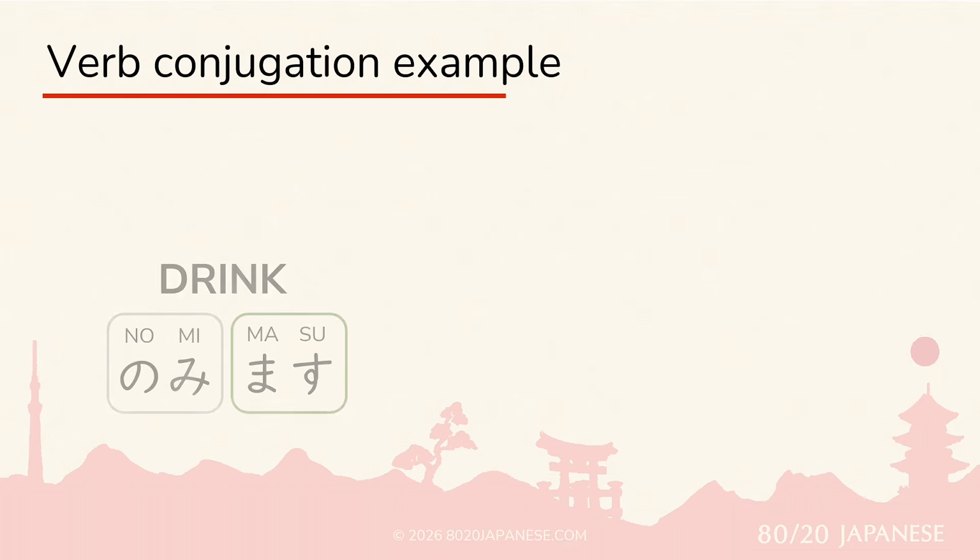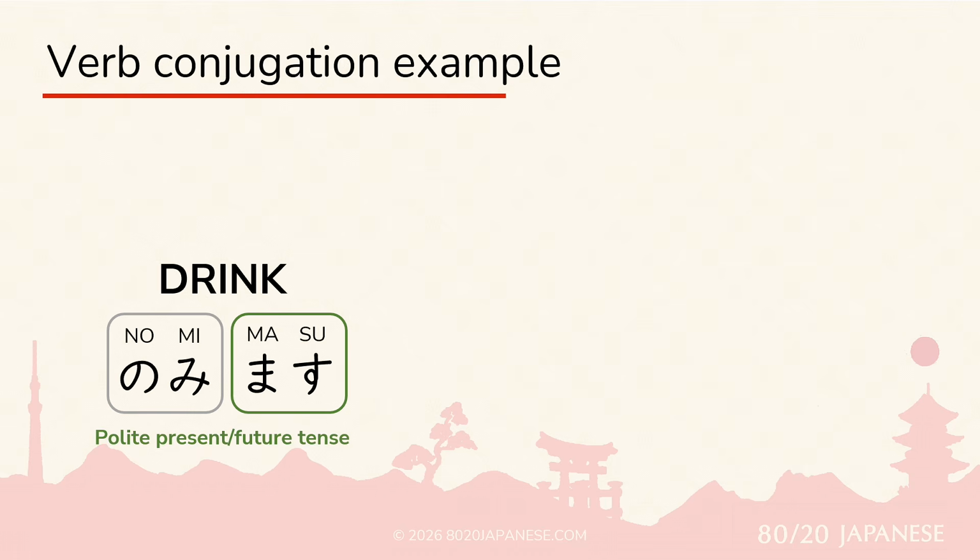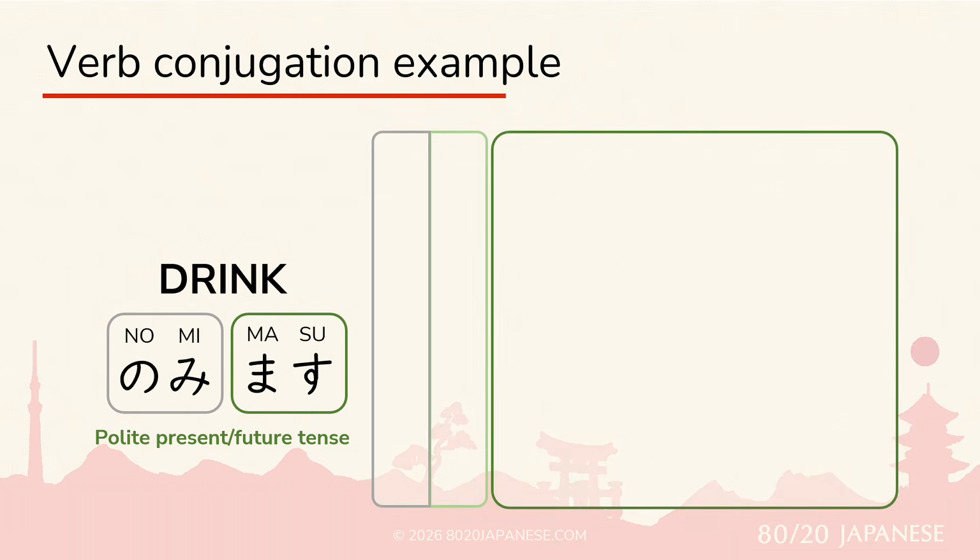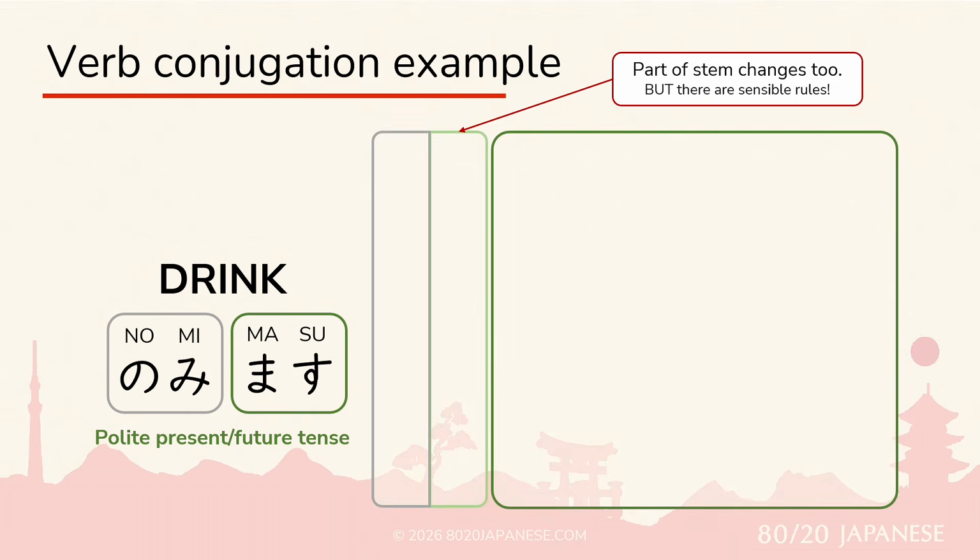That verb is nomimasu, which means drink. So like tabemasu, nomimasu is the polite present future tense of this verb. As I said, the stem of this verb changes depending on the verb form. But even though the stem changes depending on the verb form, there are sensible rules for that. It's not too difficult to learn. It's particularly easy in the polite forms because the stem in the polite verb forms doesn't change.